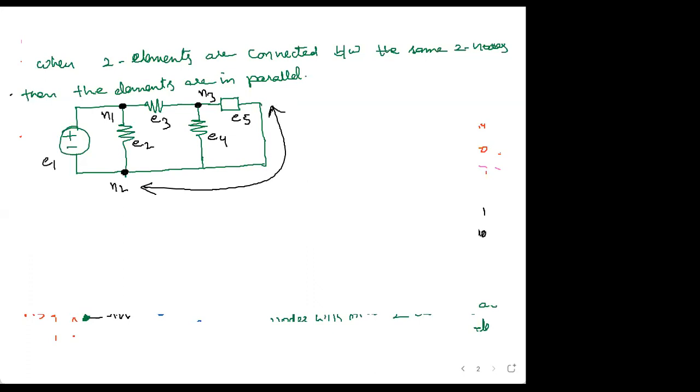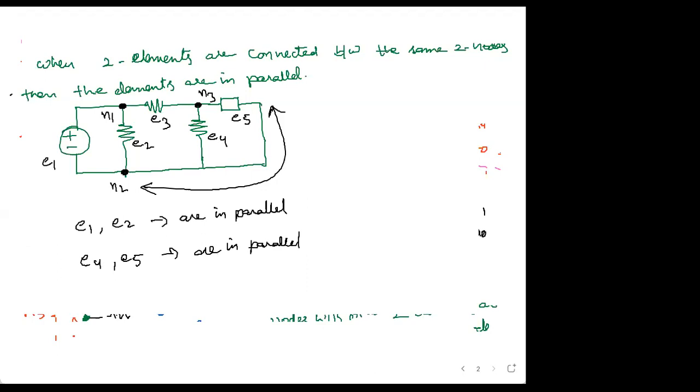Okay. So here element 1 comma element 2 are in parallel, right? Are you able to see this? Yes, sir. Similarly, element 4 comma element 5 are in parallel.